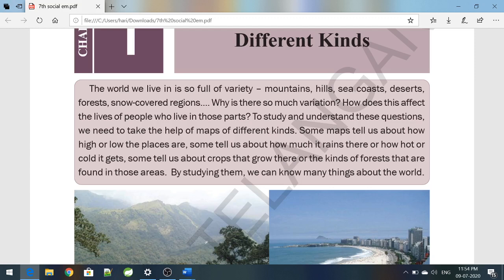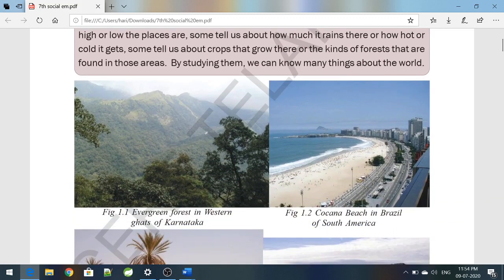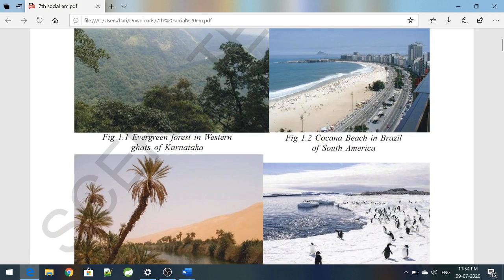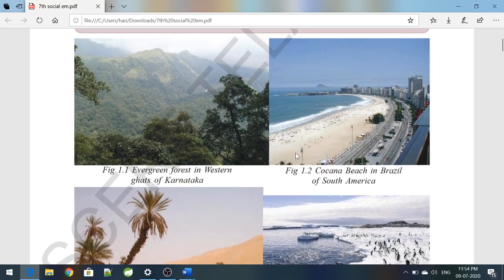There are 3 types of maps: physical, political and historical maps. Physical maps give the physical features of the landform, like oceans, rivers, deserts. Here you can see the pictures. This is an evergreen forest in the Western Ghats of Karnataka, and here is Copacabana beach in Brazil of South America.